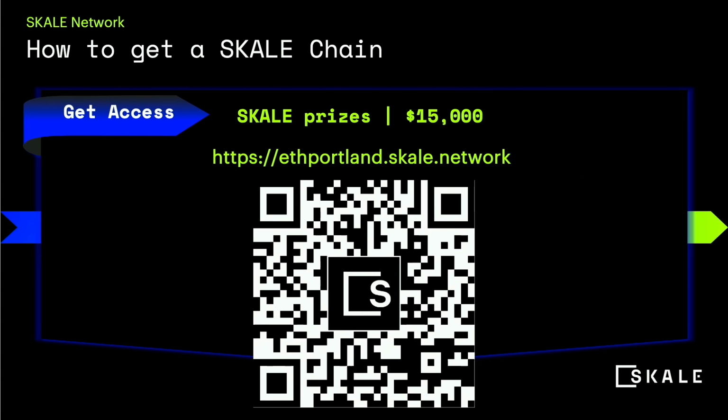How to get a scale chain? It's very easy. There's this QR code. I'll be showing this QR code at the very end of the presentation. But if you go to this link, it will provide you with a faucet. There's 4 scale chains available at this conference for you to deploy onto, along with all the documentation. And we have about $15,000 worth of prizes that we're giving out at this hackathon.